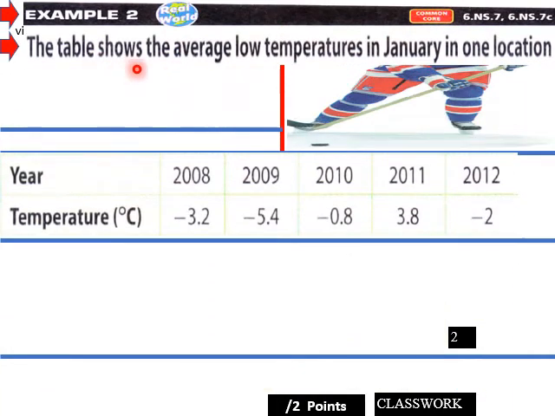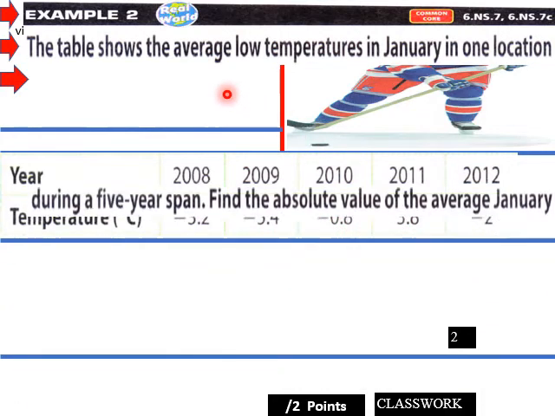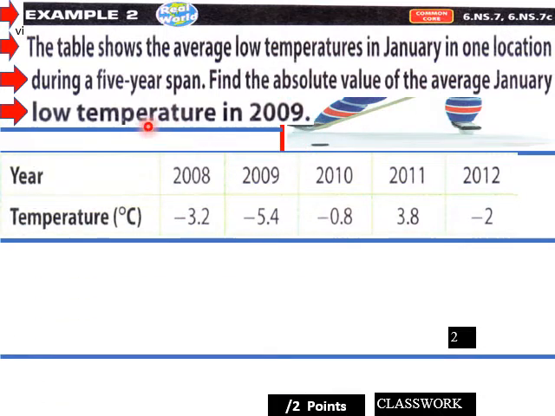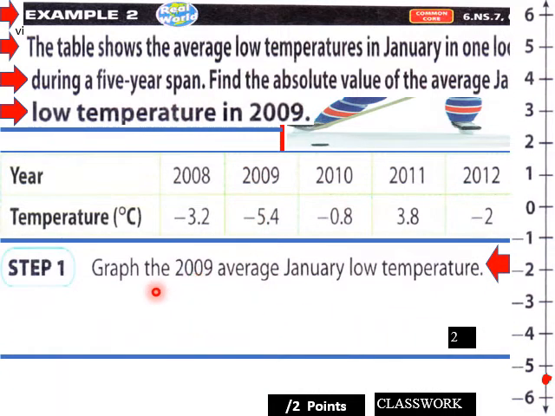Example 2. The table shows average low temperatures in January in one location. So we have 2008 through 2012: negative 3.2, negative 5.4, negative 0.8, 3.8, and negative 2. During a 5-year span, find the absolute value of the average January low temperature in 2009. So what would that be? Now these are all January temperatures, students. So find the absolute value of basically what? Negative 5.4. What's the absolute value of negative 5.4?